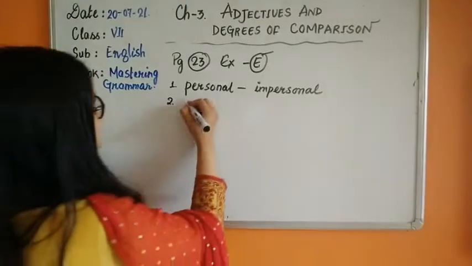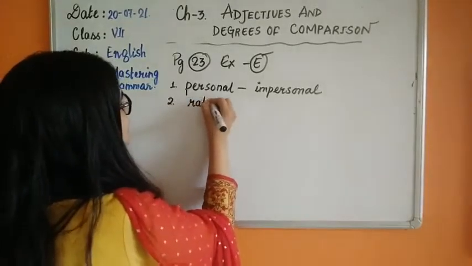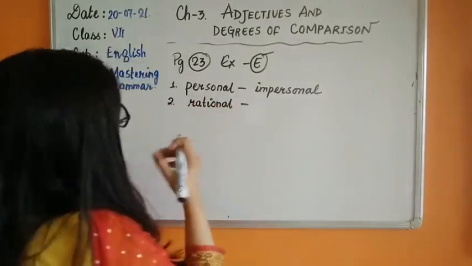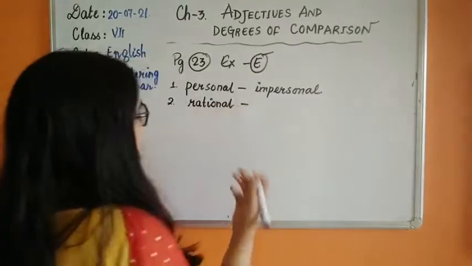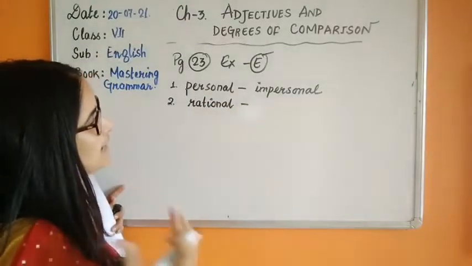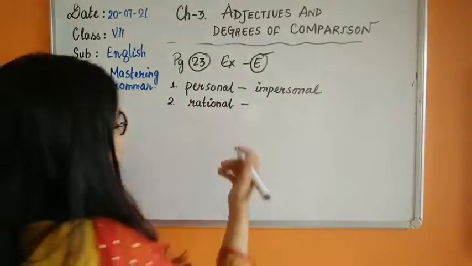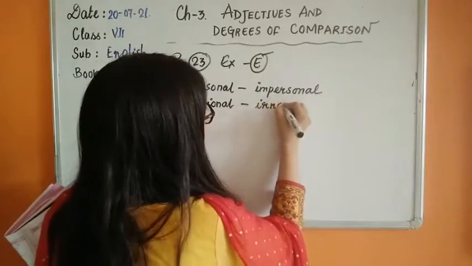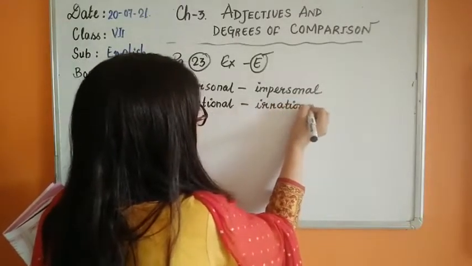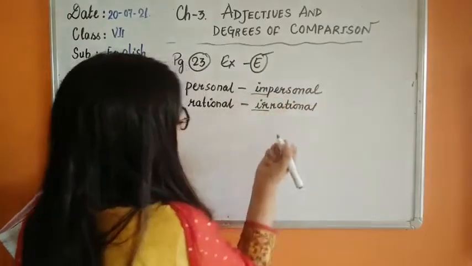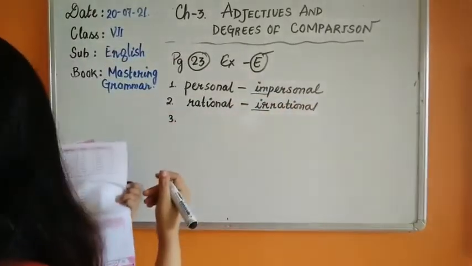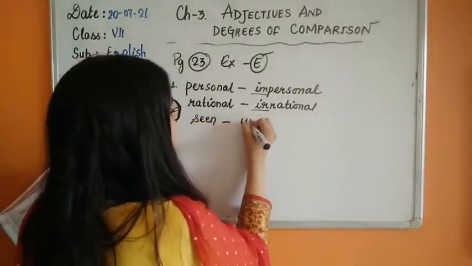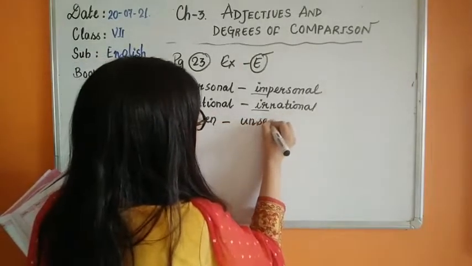Rational. Rational means who uses some logic or reason behind his or her opinion. So something which is rational is based on some facts or figures, some logic. So for rational, we will be adding IR, it becomes irrational. So in the previous one we added IM and here we are adding IR. Number 3, seen. In this one, children, what do you think we can add? We can add the letters UN, so it becomes unseen.